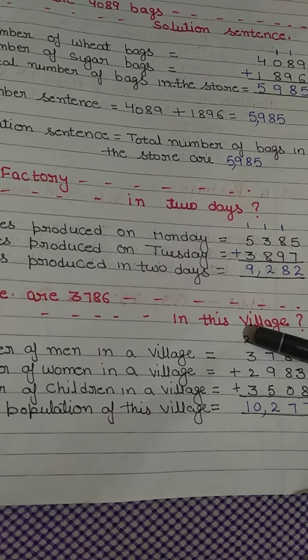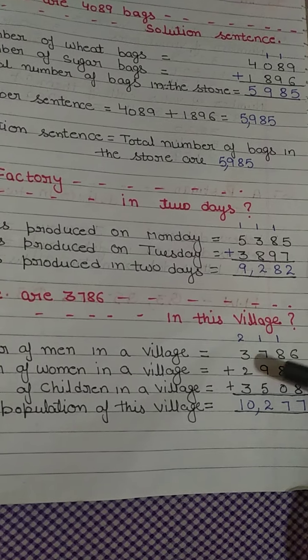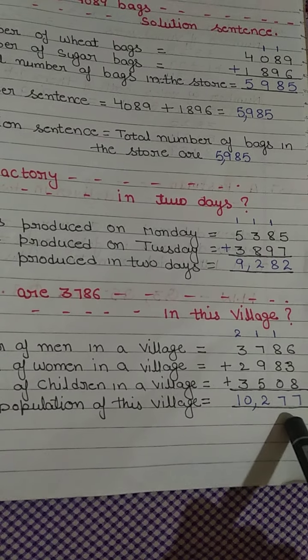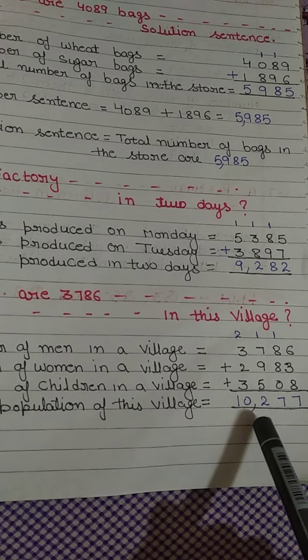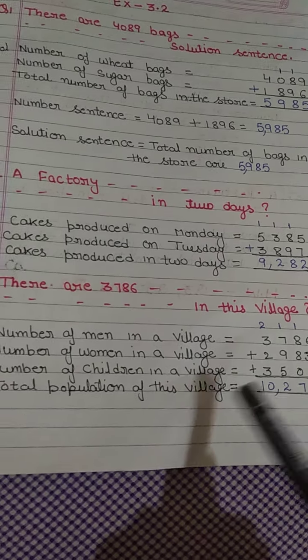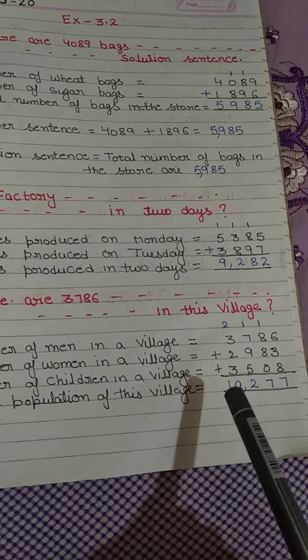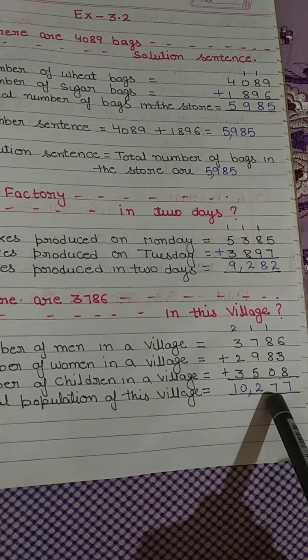Then 3 plus 2 plus 2 plus 3 is equal to 10. So we get the answer 10,277, which is the total population of the village. Here we write: total population of this village is equal to 10,277.